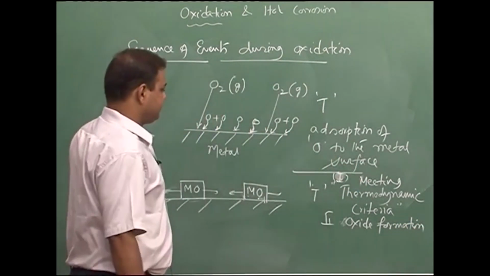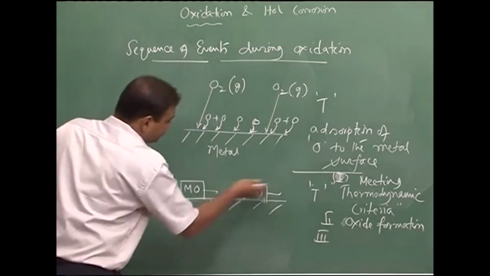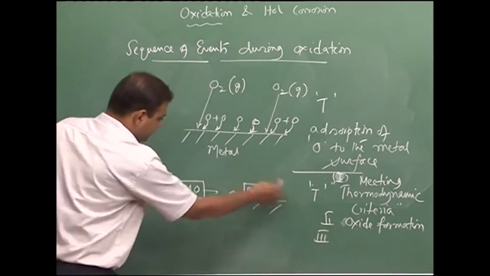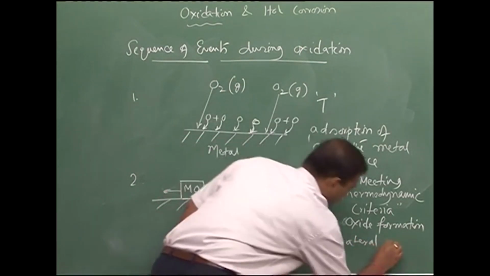on the metal surface, and then the third one would be that these oxides would grow laterally in order to cover up the surface. So, lateral growth.